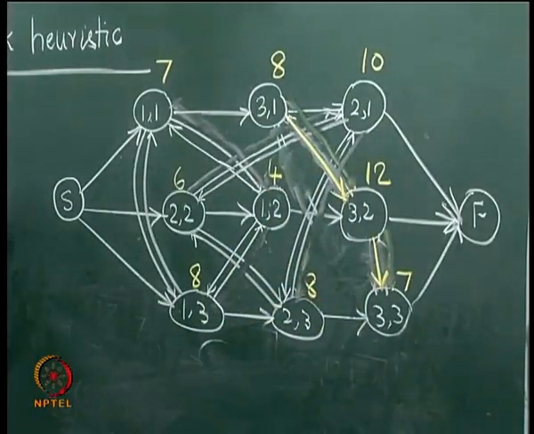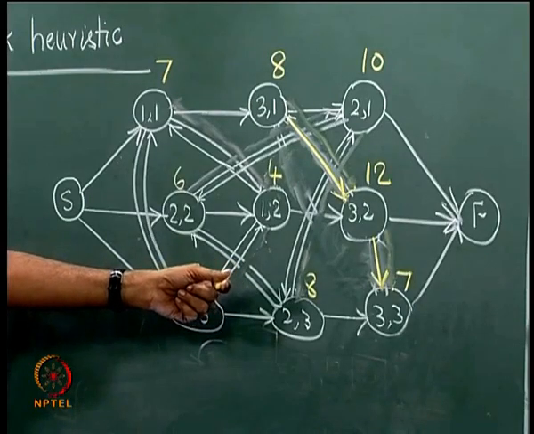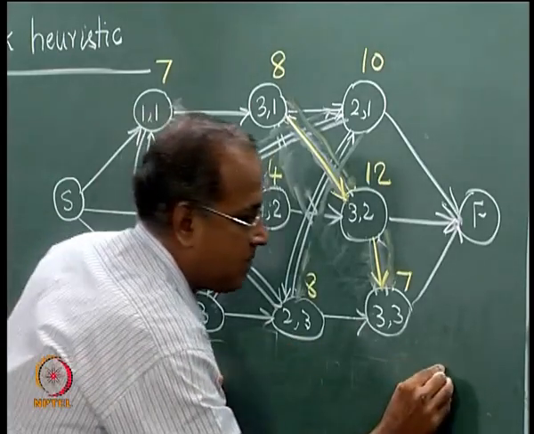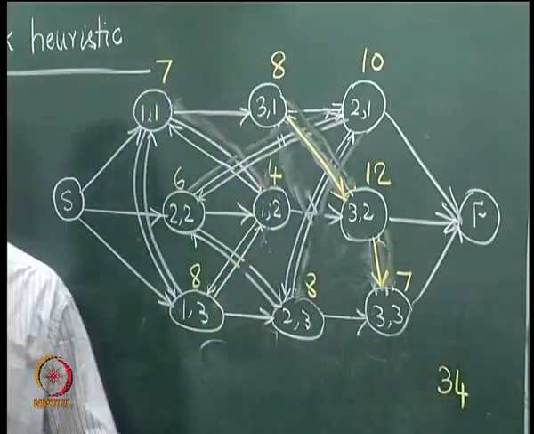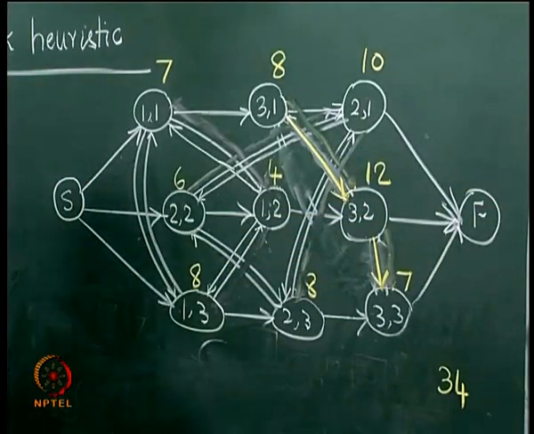If we now go and find out the longest path on this network, the longest path on this network would be 27 plus 7, which is 34, because the 7 will be added to the longest path on this network.